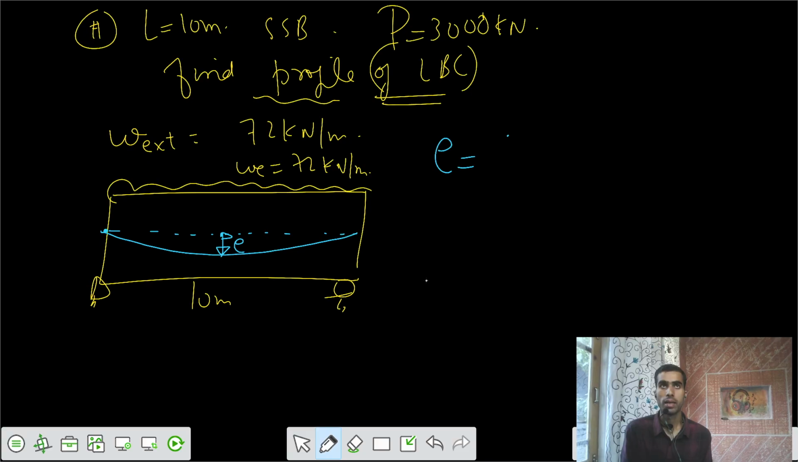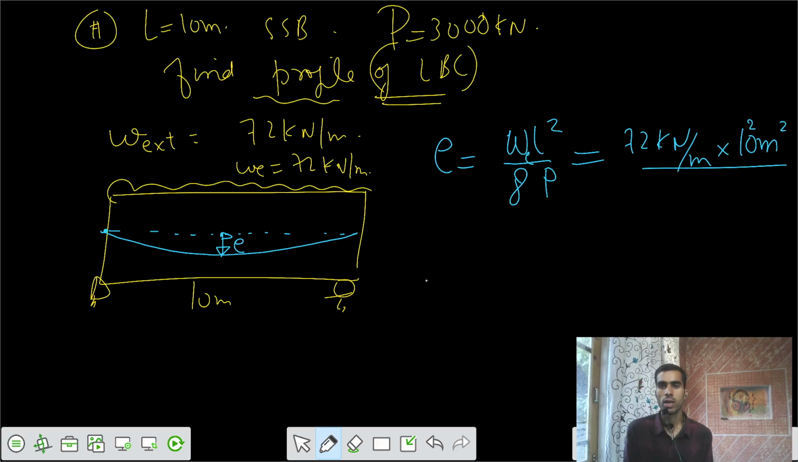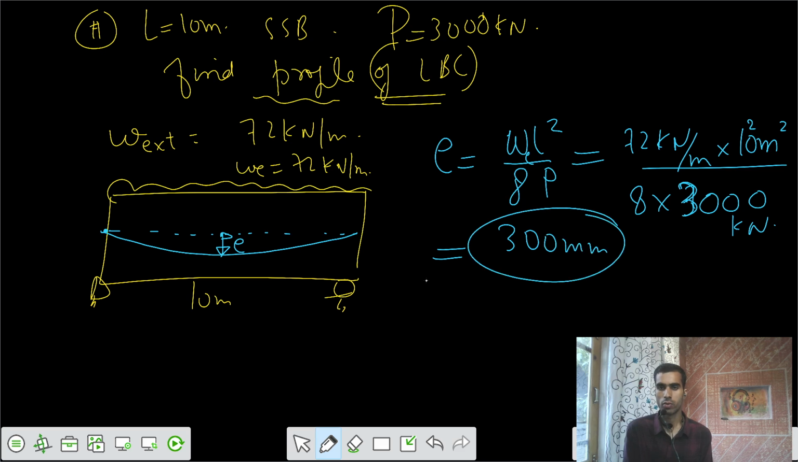WL square by 8 is equal to P times E. So E equals WL square by 8 divided by P. W is the external 72 kilonewton per meter. L square is 10 meter squared. 8 times P, 3000 kilonewton. So your value of E would be equal to 300 millimeters.